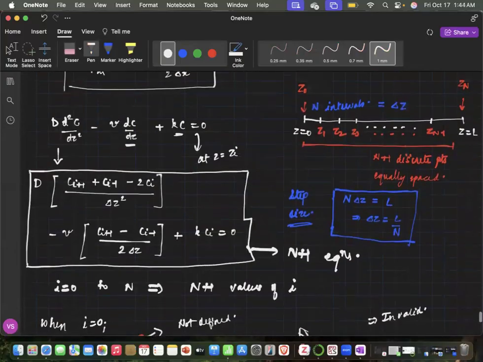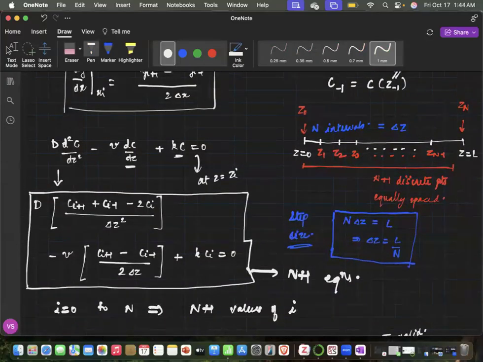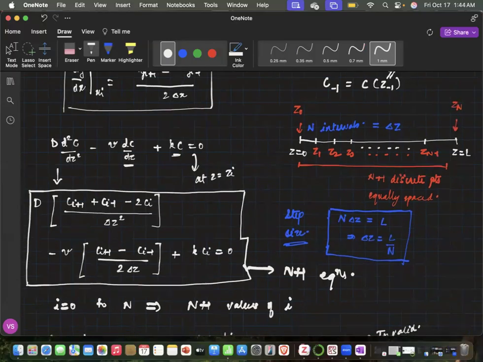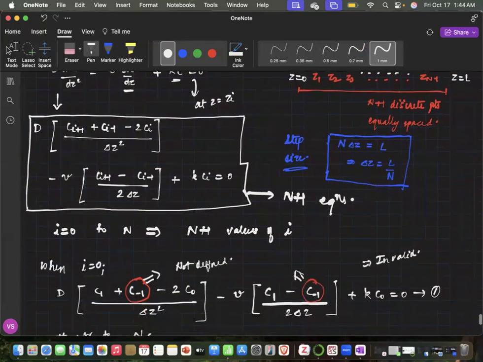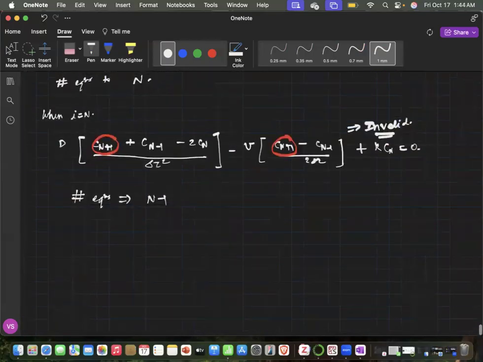Let's go back to our domain over here. We have Z0, Z1, Z2, and so on till Zn. And we have concentrations defined at each of these points. So we most certainly have n plus 1 variables, because of n plus 1 different values of concentrations. But we have just n minus 1 equations, because two of the equations at the boundaries have been invalid.